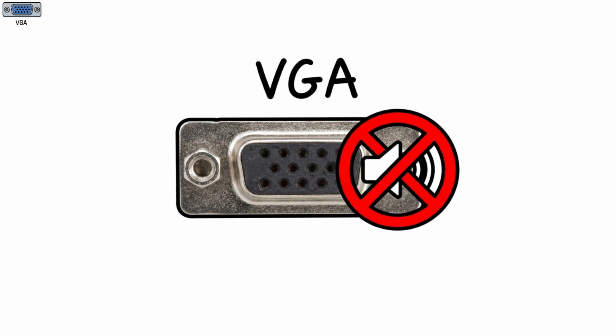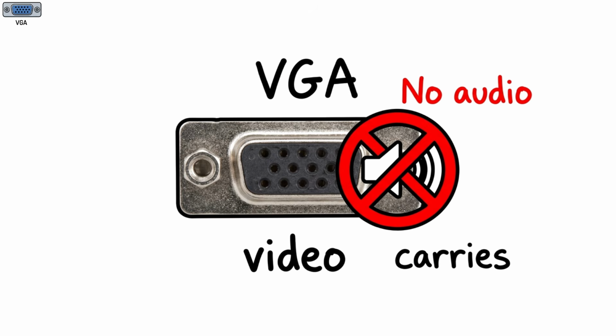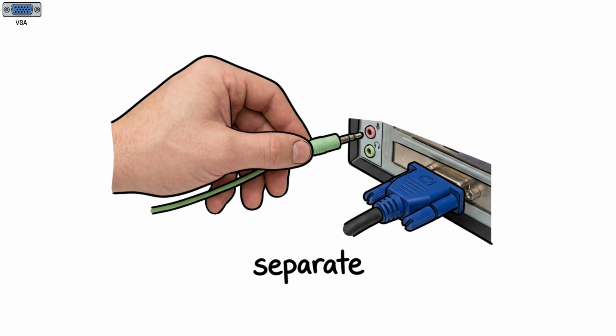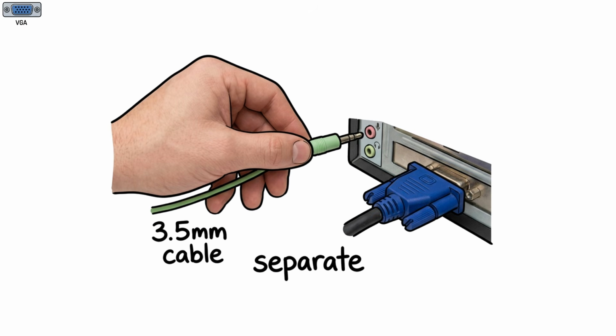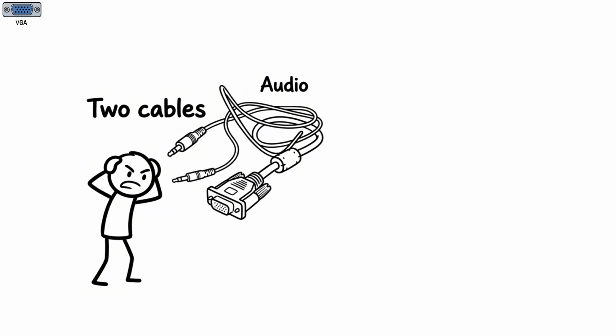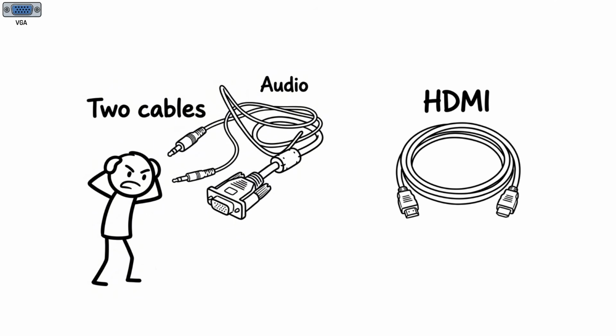VGA also only carries video. No audio at all. So you'd need a separate 3.5mm cable just to get sound out of your speakers. 2 cables for what modern connections like HDMI do with one. That added hassle is another reason VGA lost out.